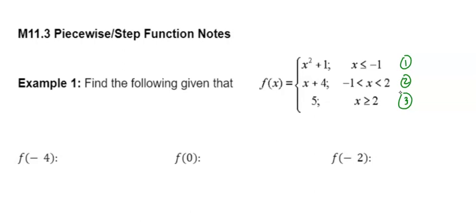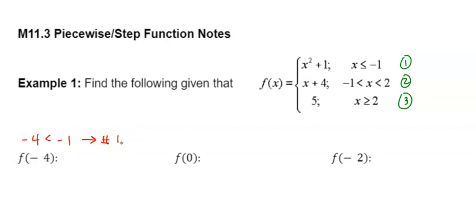So in this first example, we're trying to find f of negative 4. We need to ask ourselves a couple of things. Is negative 4 less than or equal to negative 1? Is negative 4 between negative 1 and 2? Or is negative 4 greater than or equal to 2? In this case, negative 4 is less than negative 1, so the constraint that applies would be the first equation.